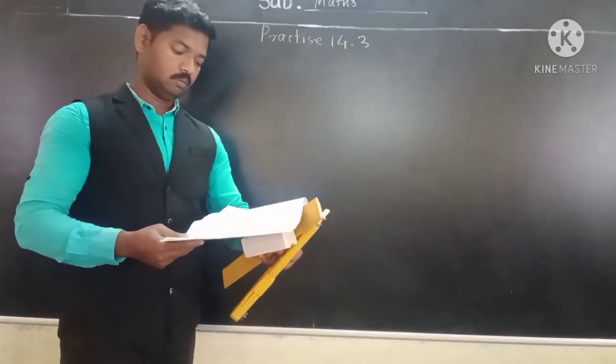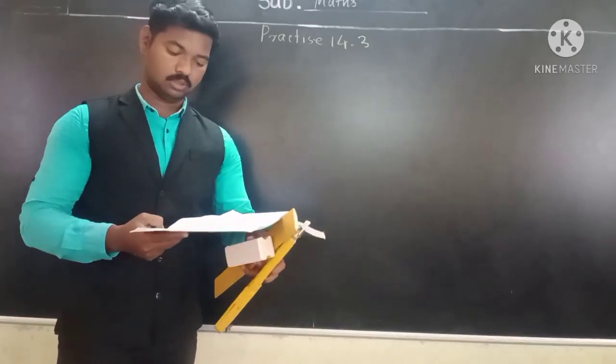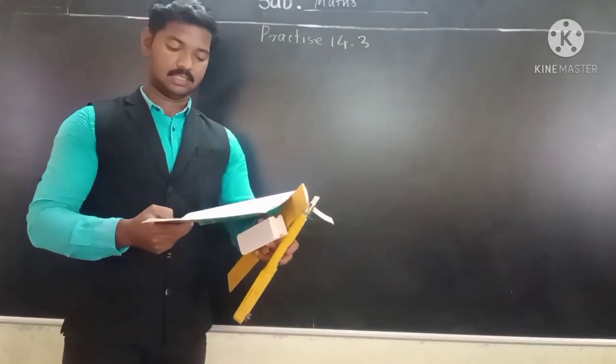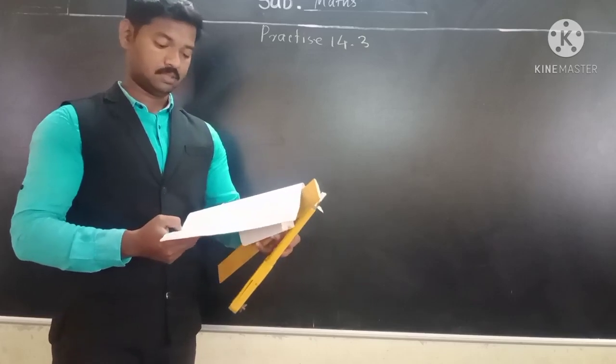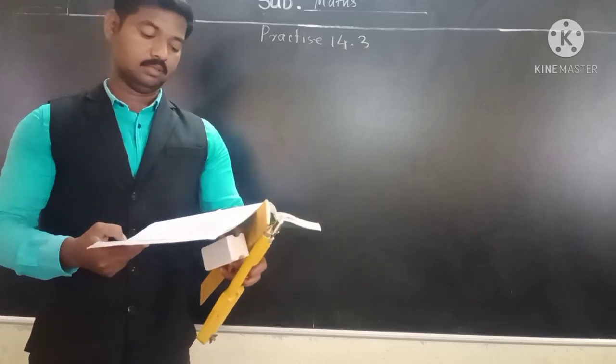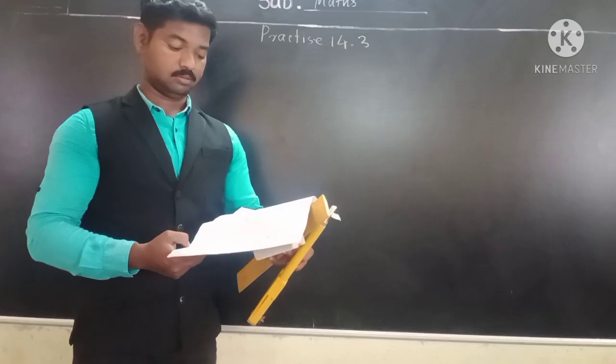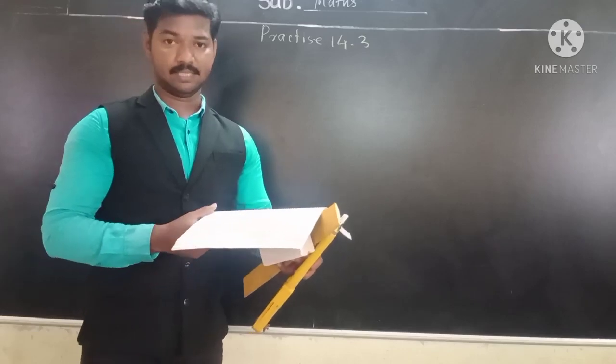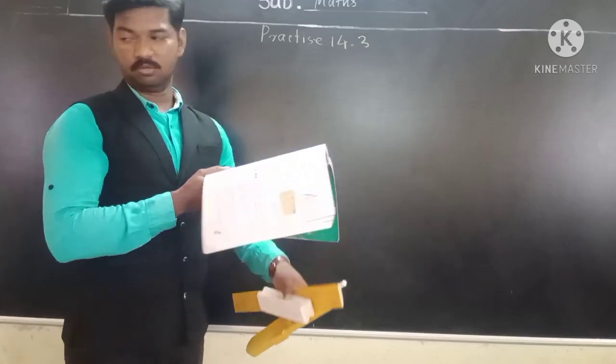Then number 2: make a point P in your notebook. Now with P as the center and radius 5 centimeters, draw a circle. Measure its diameter. Is the diameter 11 centimeters? So that also we have to find.